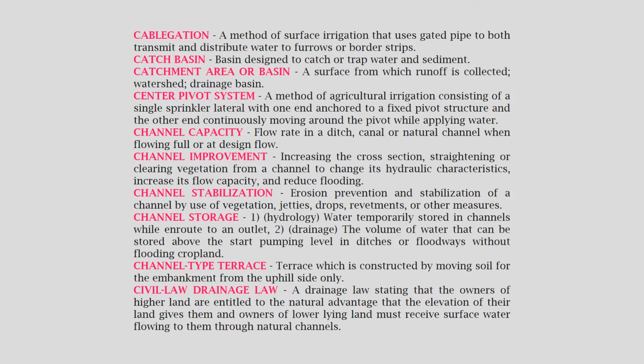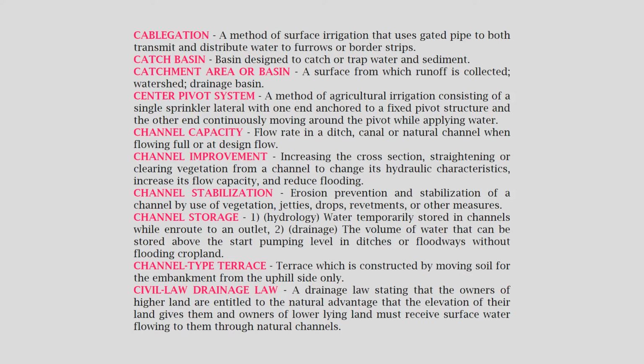Center pivot system, a method of agricultural irrigation consisting of a single sprinkler lateral with one end anchored to a fixed pivot structure and the other end continuously moving around the pivot while applying water. Channel capacity, flow rate in a ditch, canal or natural channel when flowing full or at design flow. Channel improvement, increasing the cross section, straightening or clearing vegetation from a channel to change its hydraulic characteristics, increase its flow capacity, and reduce flooding. Channel stabilization, erosion prevention and stabilization of a channel by use of vegetation, jetties, drops, revetments, or other measures.